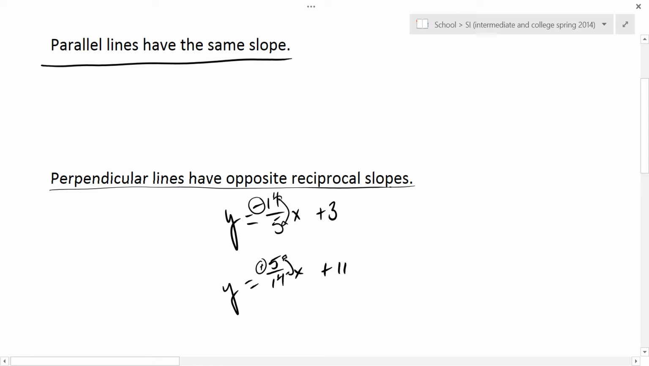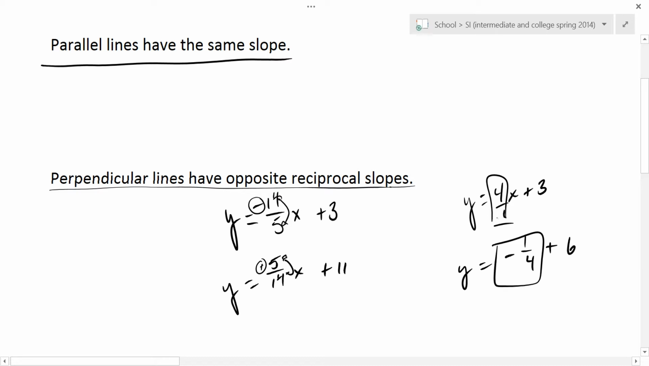Flipping the fraction. Some of you might be saying, well, okay, Terry, that's good and well, but what if I have y equals 4x plus 3? What is the reciprocal of that? Well, that's simple, my friend. That is 4 over 1. I bet you didn't remember that rule. So the reciprocal, well, let's do the negative reciprocal. The negative reciprocal would be negative 1 over 4. Let's make up another number, plus 6. So if you see the slopes, even if it's a whole number, it can become a reciprocal.